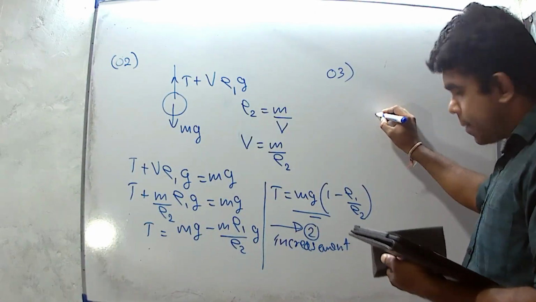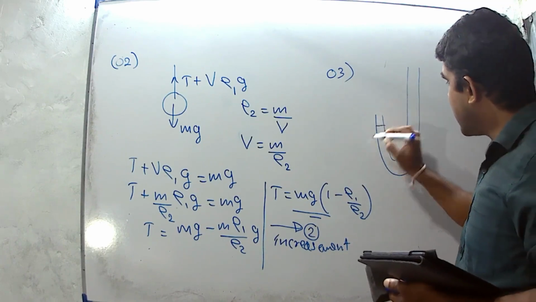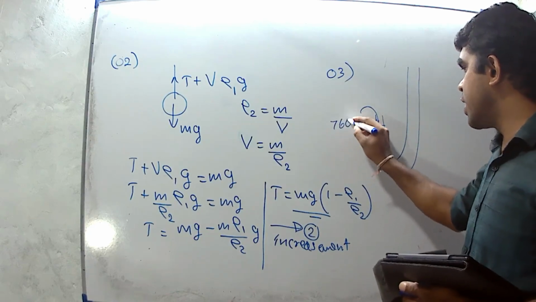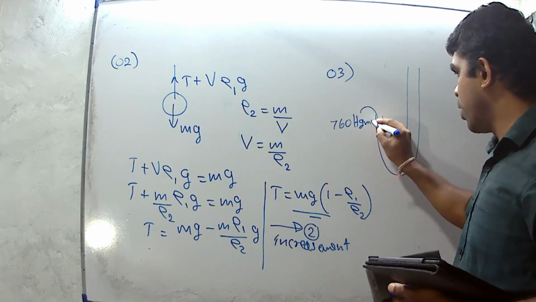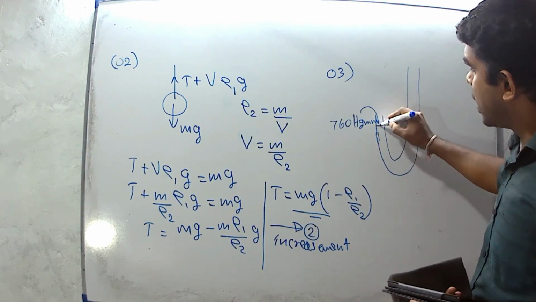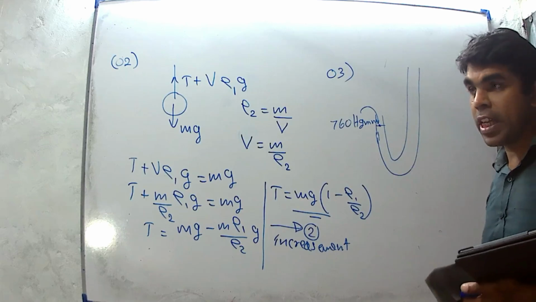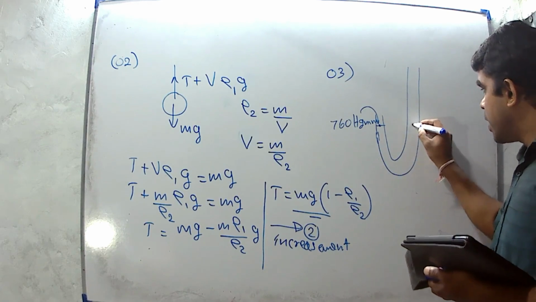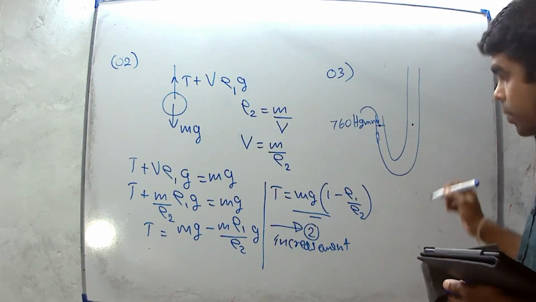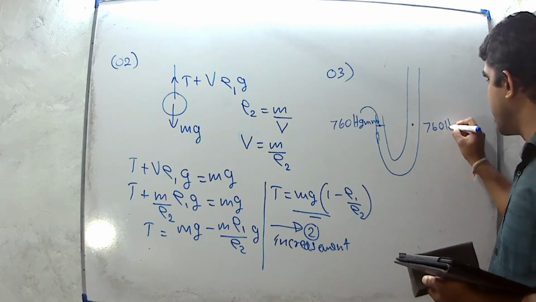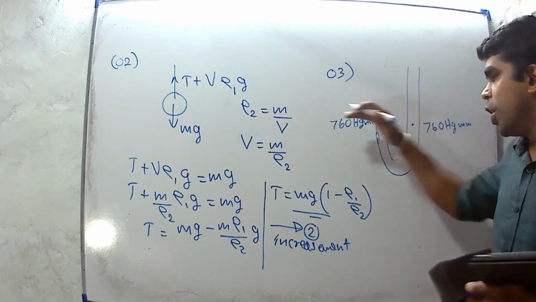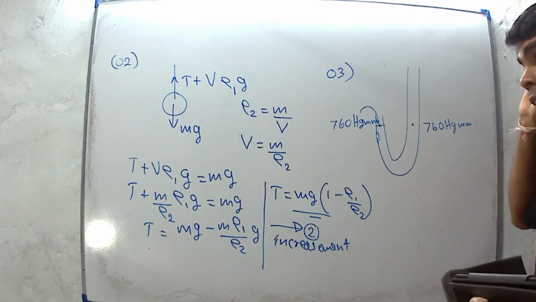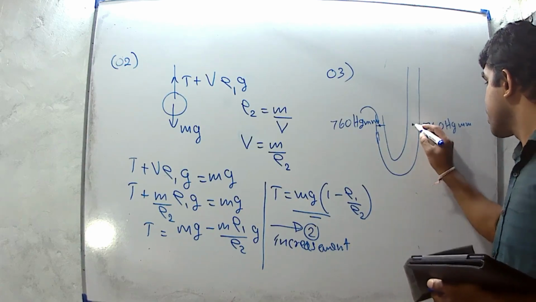Then considering the pressure at E, this point should be 760 mercury millimeter, because we know that the pressure at this place should be equal to atmospheric pressure. It is open to the atmosphere. And when considering this point, it also is 760 mercury millimeter. According to Pascal's principle, the pressure at the same level in the same liquid is constant.